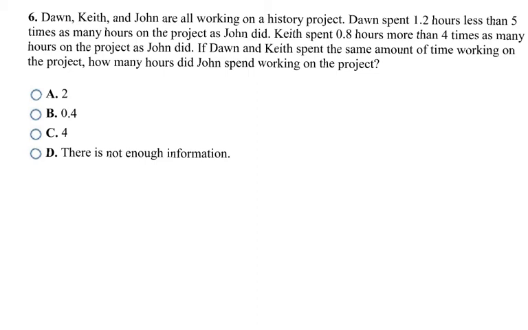This example says Don, Keith, and John are all working on a history project. Don spent 1.2 hours less than 5 times as many hours on the project as John did. Keith spent 0.8 hours more than 4 times as many hours on the project as John did. If Don and Keith spent the same amount of time working on the project, how many hours did John spend working on the project?